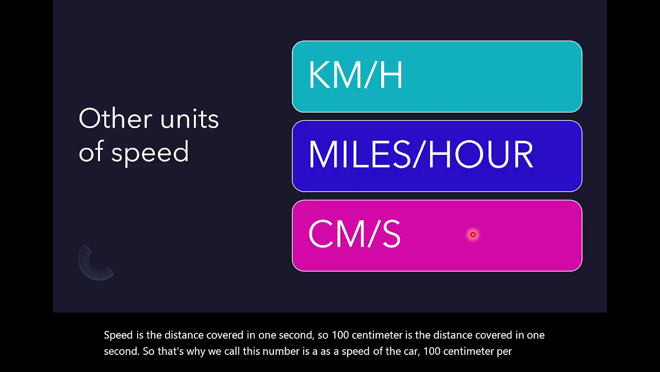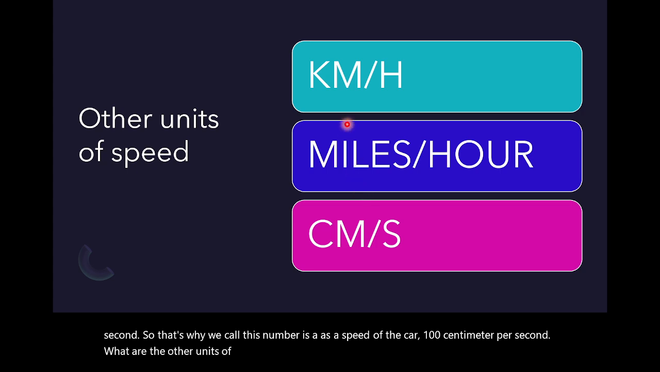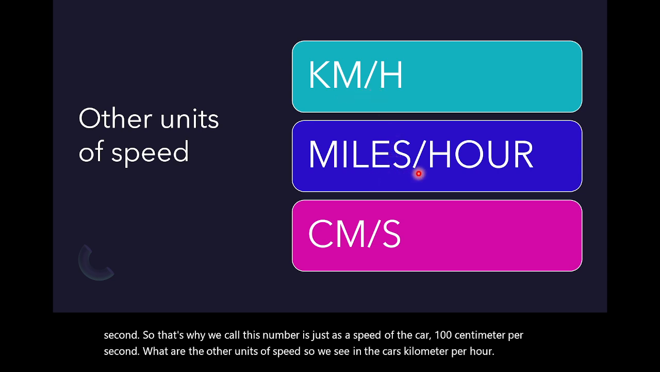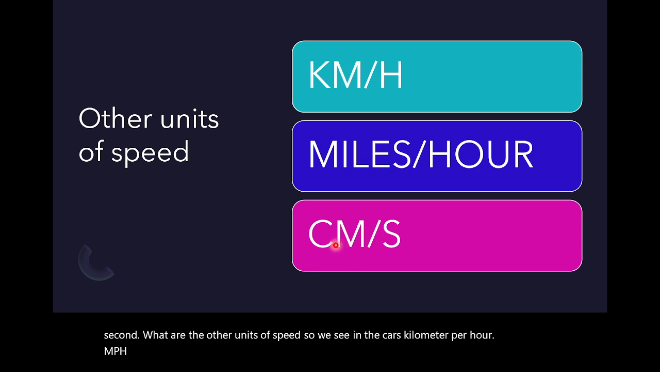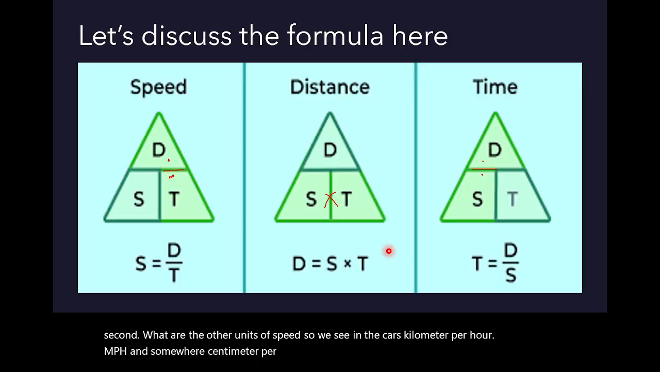What are the other units of speed? So we see in cars kilometer per hour, miles per hour, and somewhere centimeter per second.